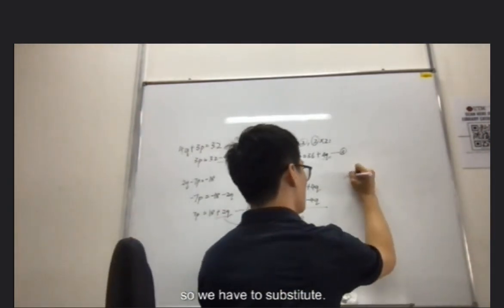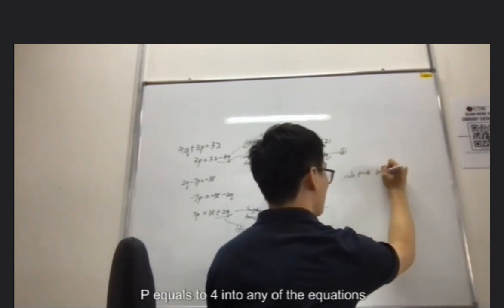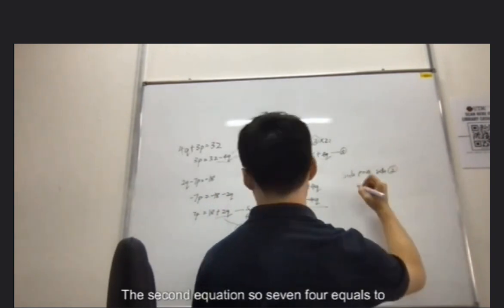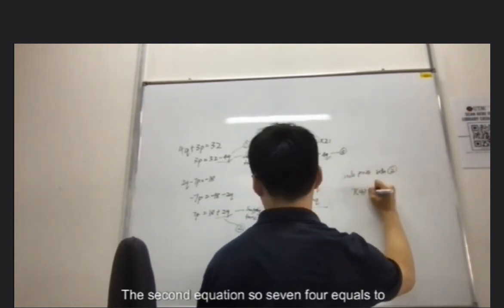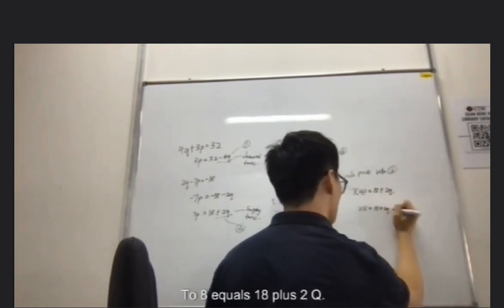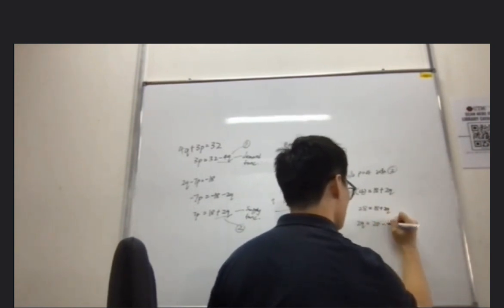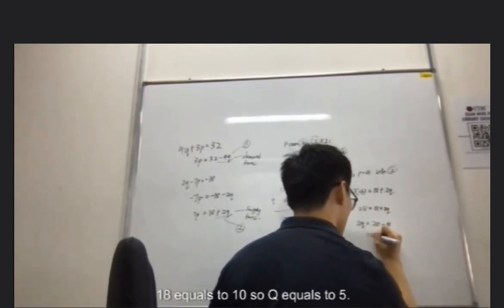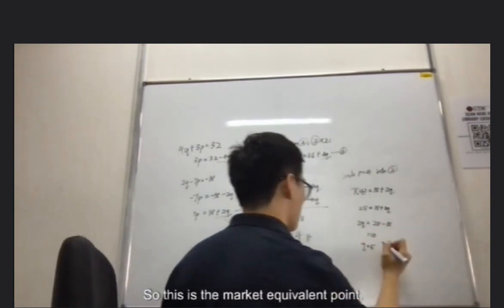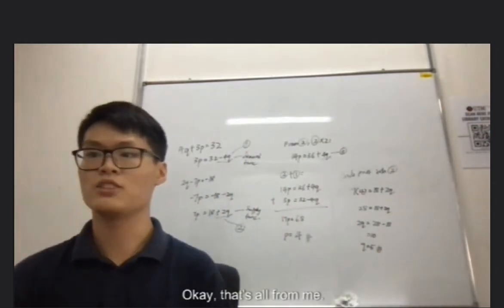Now we substitute p equals 4 into any of the earlier equations. Let's use the second equation. 28 equals 18 plus 2q. So 2q equals 28 minus 18 equals 10, so q equals 5. So this is the market equilibrium point. Okay, that's all from me.